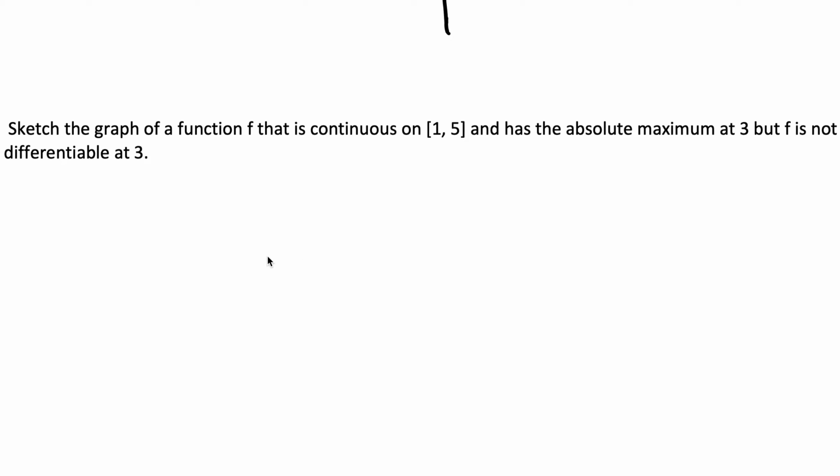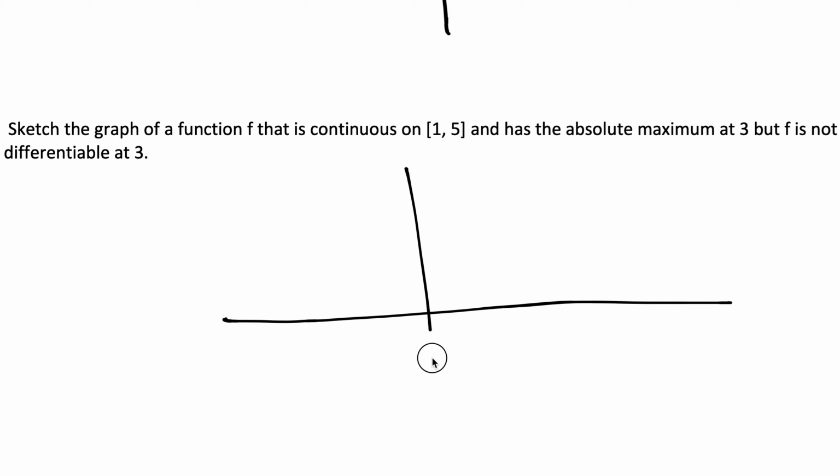And here is another. Sketch the graph of a function that is continuous on 1 to 5. So 0, 1, 2, 3, 4, 5. So the graph should be here, and it has the absolute maximum at 3. So here we got the absolute maximum, so the highest point, but f is not differentiable.